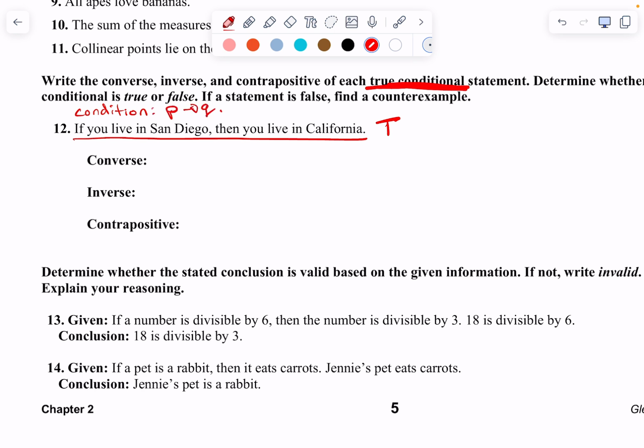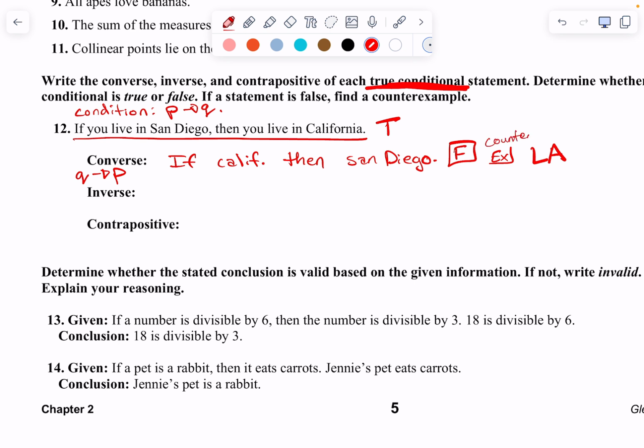Okay, converse goes Q, P. If you live in California, then you live in San Diego. That's false. Why? Counterexample. There could be other examples. You could live in LA. You could live in Sacramento. You can live in wherever else, right? That's a counterexample.